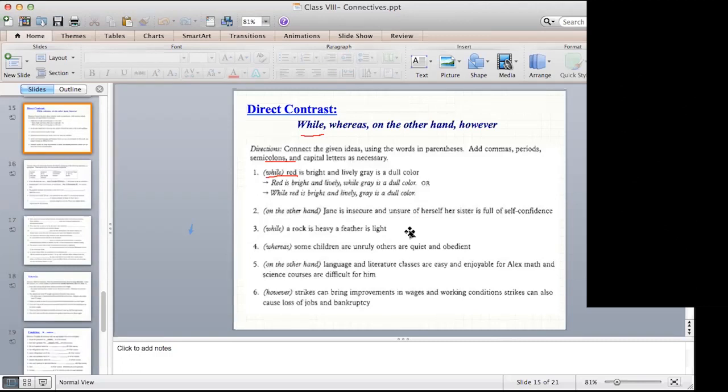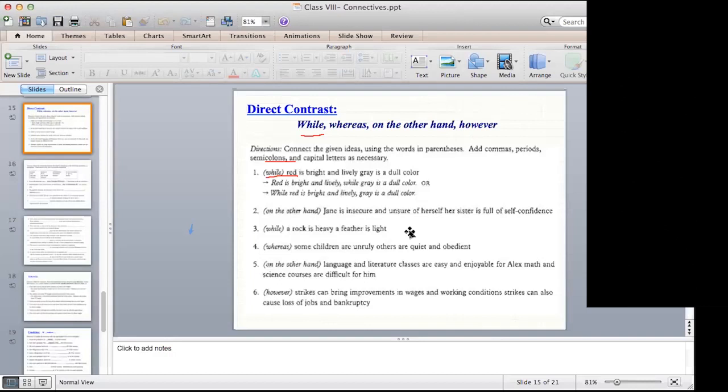So this is what we call direct contrast, but you have to be careful about the comma. If you start, for example, with whereas some children are unruly, comma, others are quiet and obedient. If you put whereas in the middle, it's fine. If you put a comma, it's acceptable. If you forgot it, it's still okay. But we shouldn't forget the capital letter in Some. Some children are unruly, whereas, or while, as you like, others are quiet and obedient.